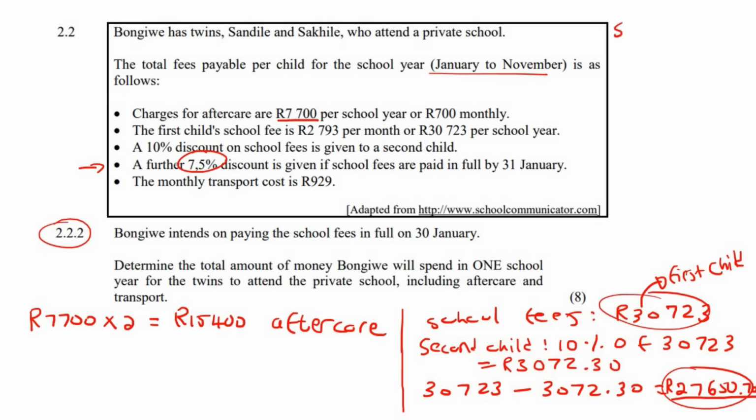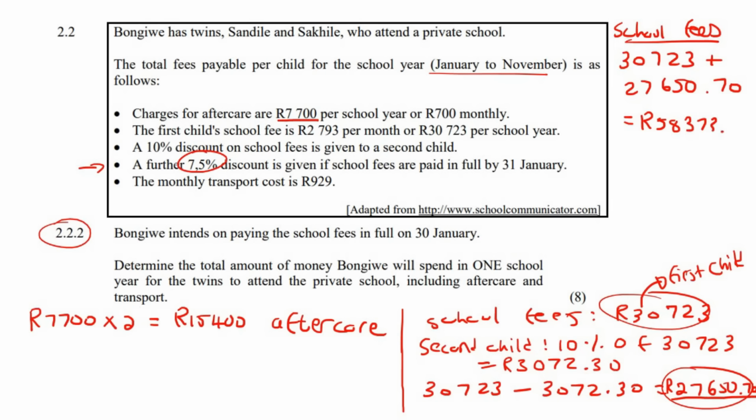Okay, so school fees is going to be 30,723 plus 27,650.70, and if you work that out, 58,373.70. But now they're going to give a 7.5% discount on that.